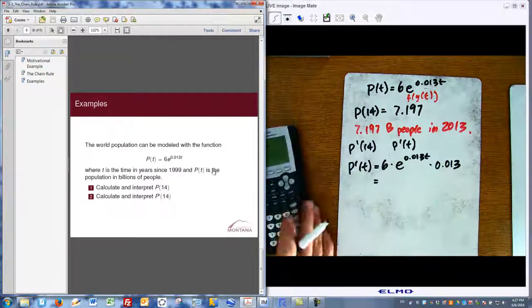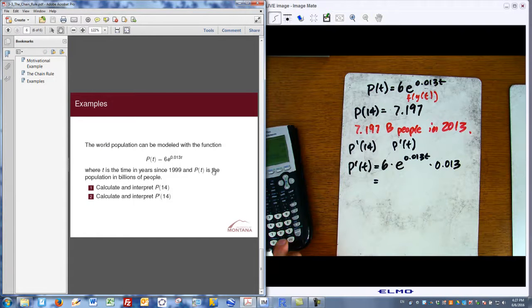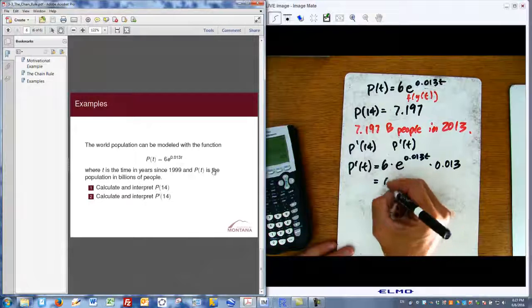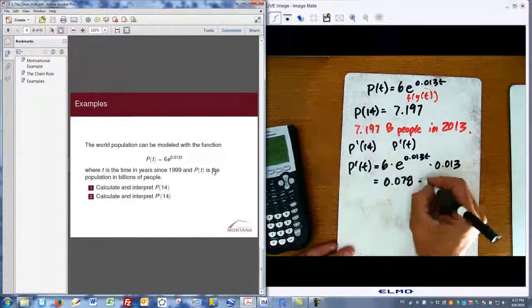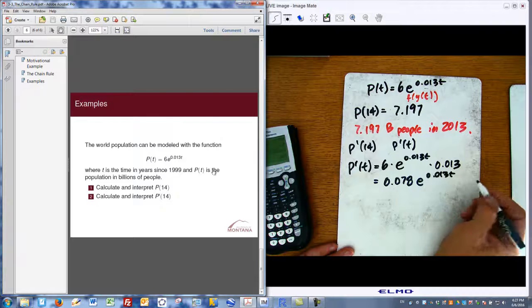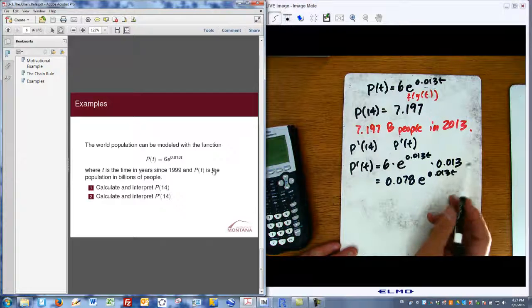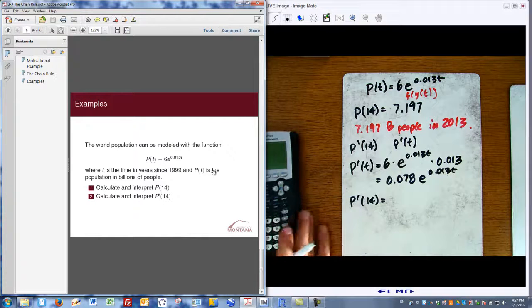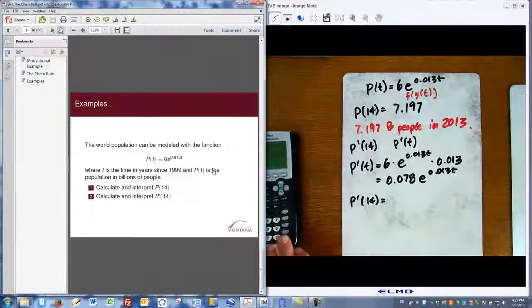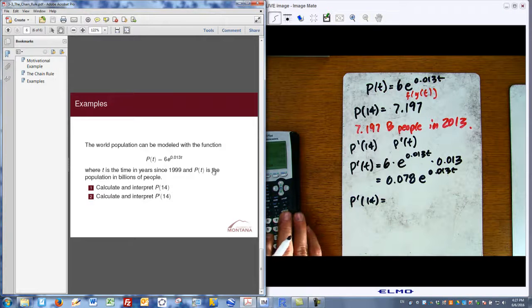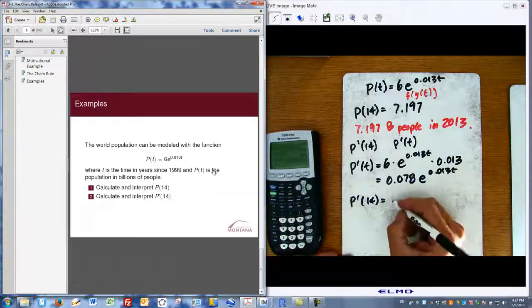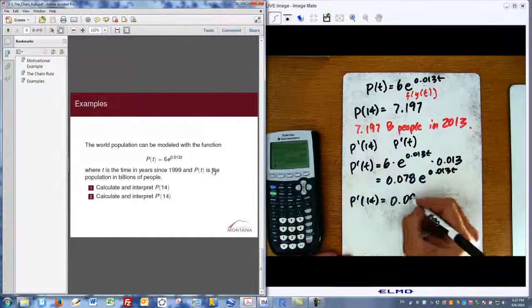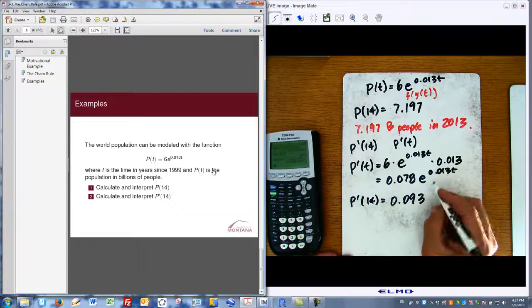So I've got a 6 and a 0.013, so I'll multiply those together, and I get something in the neighborhood of 0.078 e to the 0.013t. Okay, we've got a derivative function now that we obtained via the chain rule. Let's go ahead and evaluate it at 14. So if I plug 14 in there, that number times e to the 0.013 times 14. What I'm getting is about 0.0936.